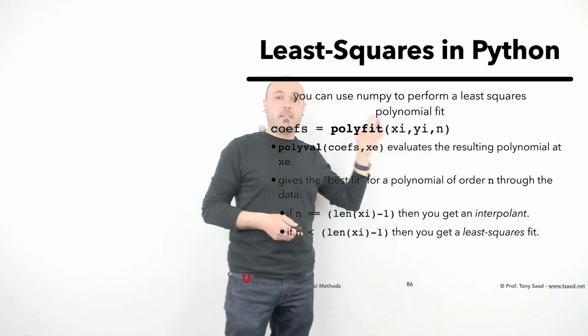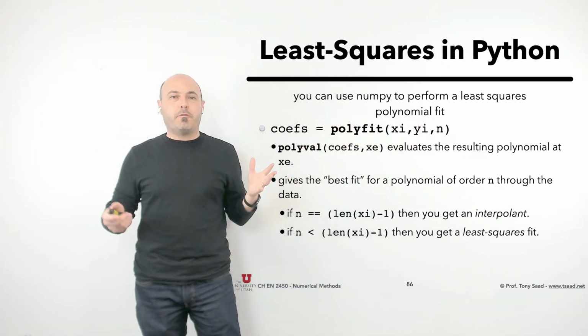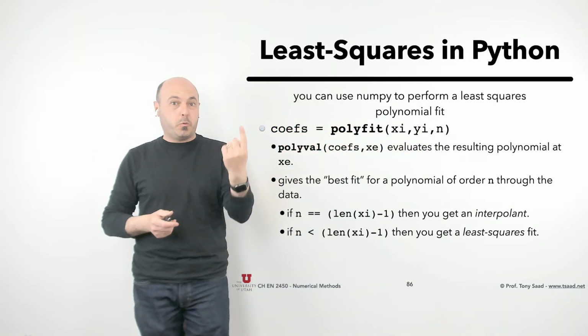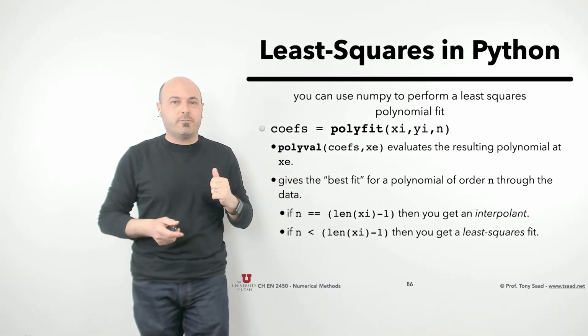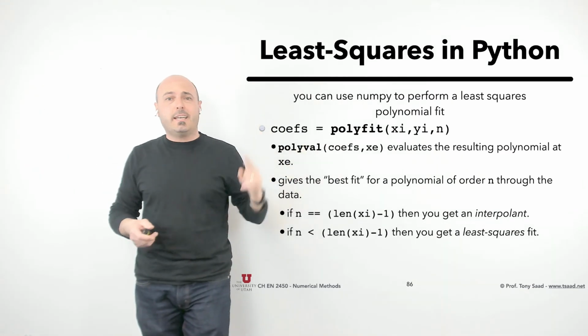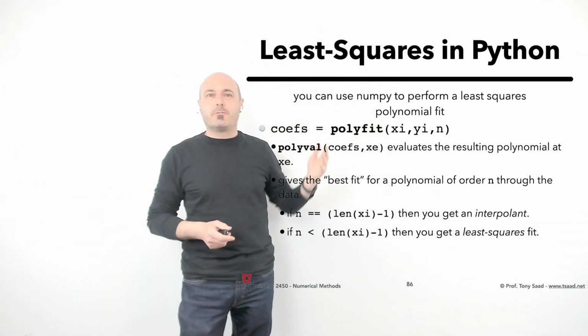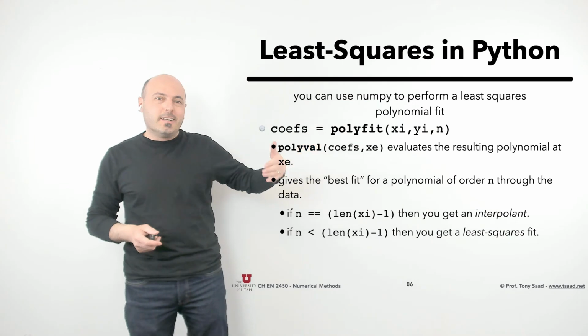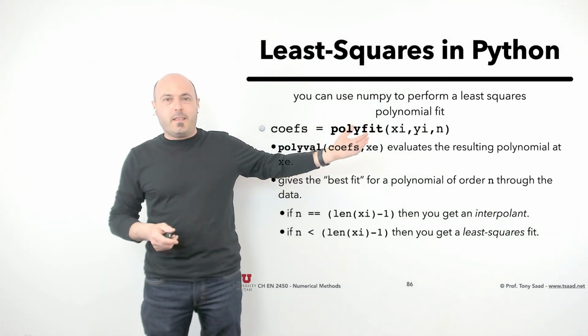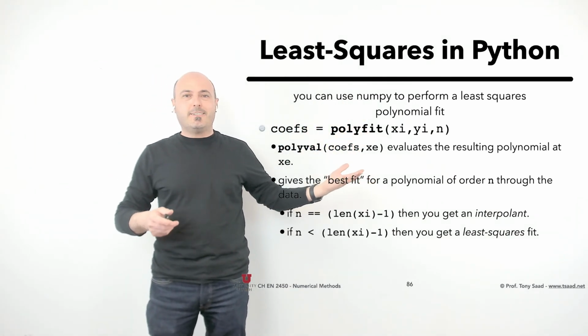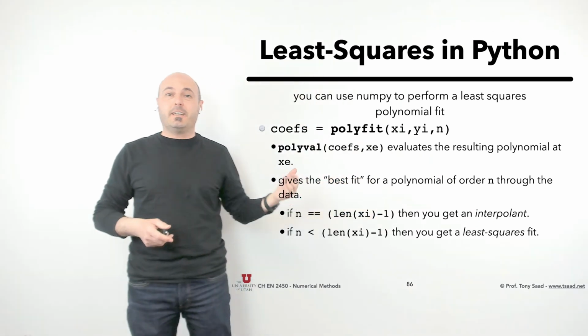If n is less than the number of points, or if n is equal to 1, for example, you're going to get a straight line regression. If you have 1,000 points, n equal 1, you're going to get straight line regression. If n is equal 2, you're going to get a quadratic regression. Now, by extension, if n equal 3, you're going to get a cubic regression, right?